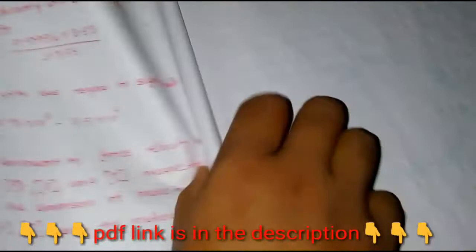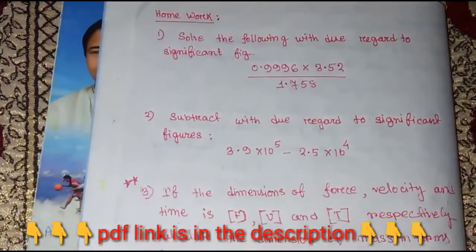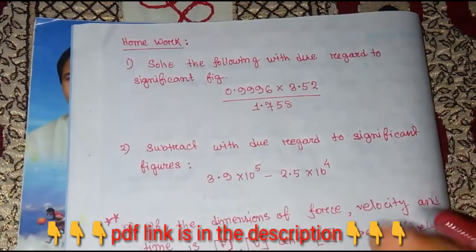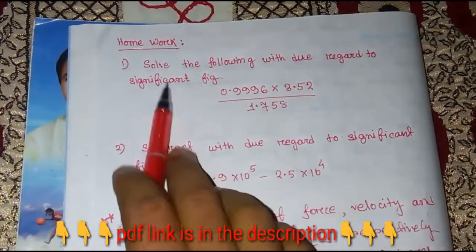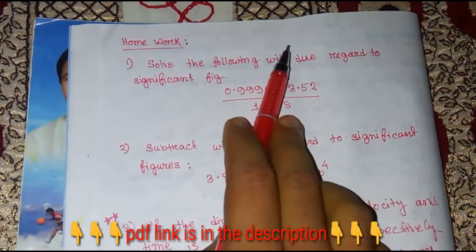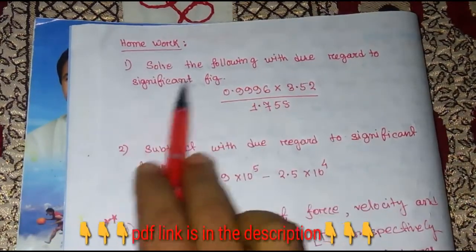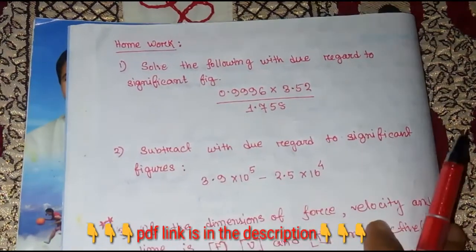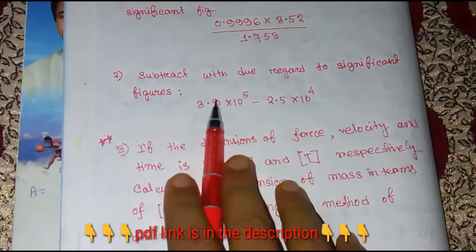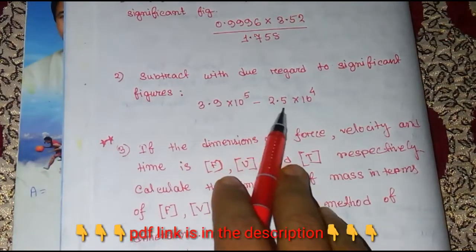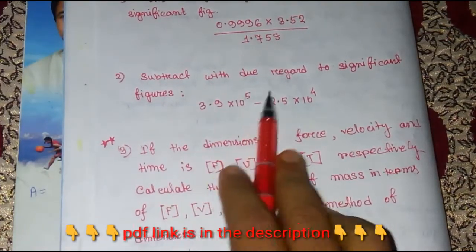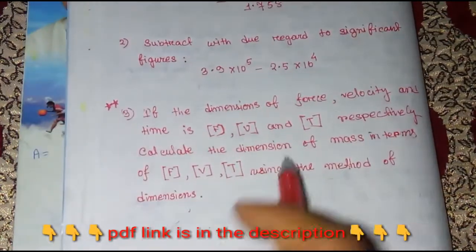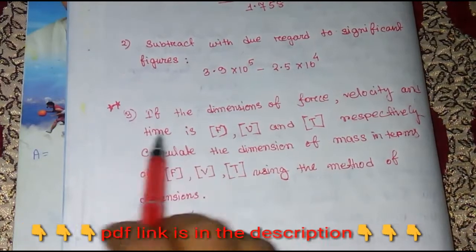I have also given some homework to you, so you can do this in your homework copy, or you can give the answers in the comment section. Definitely I will check it. The first homework is to solve the following with due regard to significant figures. We have to calculate this one, and write it with the same significant figures. This one is subtraction, so subtract with due regard to significant figures.